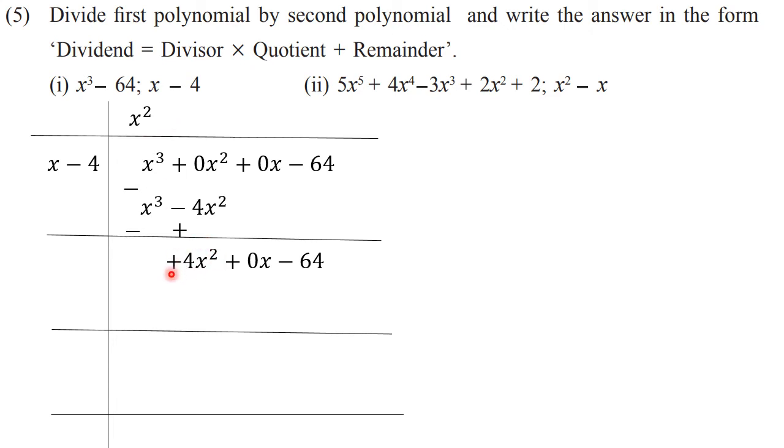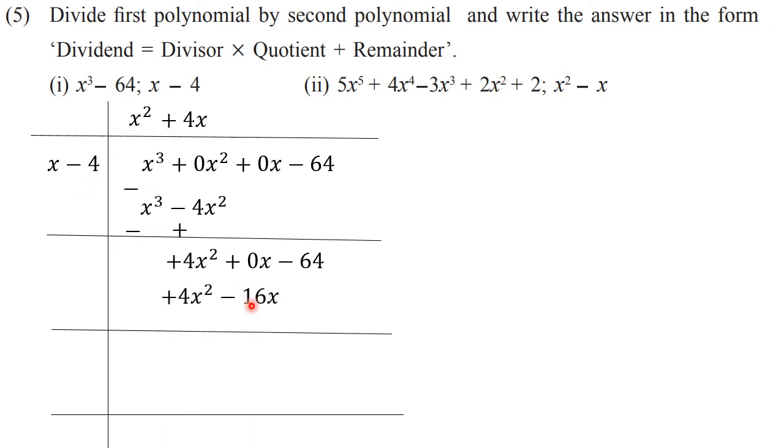Now let us find the second term of the quotient here. So plus 4x square divided by x. The answer will be plus 4x. So that is our second term. Then we have to multiply this 4x by divisor again. So plus 4x into x is 4x square. So that we will write here. And plus 4x into minus 4 is minus 16x.